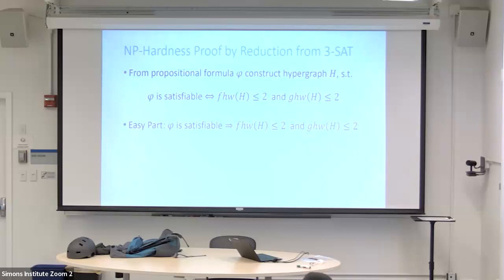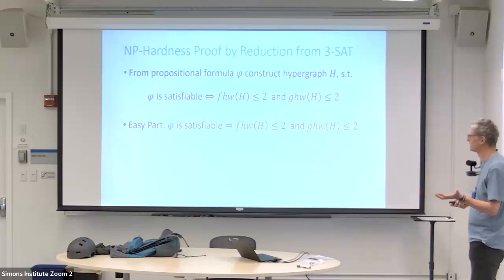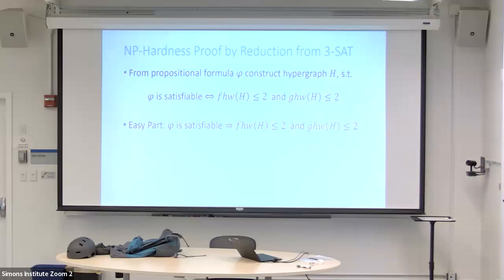And it's a reduction from 3SAT. So given a 3CNF propositional formula, we have to construct a hypergraph with this property that the formula is satisfiable if and only if the fractional hypertree width of the constructed hypergraph is at most 2, and the same with generalized. Yeah, and the easy part of the correctness proof was in this direction.